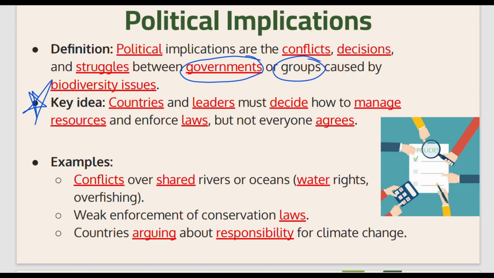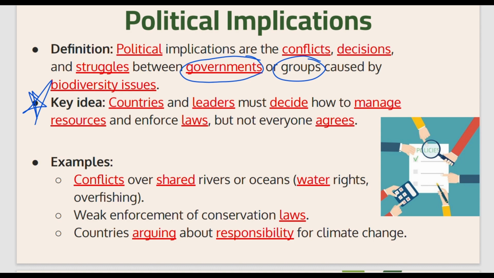So examples of some political consequences, political implications when humans impact the biodiversity, is conflicts over shared rivers or oceans. So this idea of water rights, who owns the water, who's allowed to fish there and when, what are just the laws in terms of using boats or motor vehicles within those waters can arise, especially when relying on those shared resources.